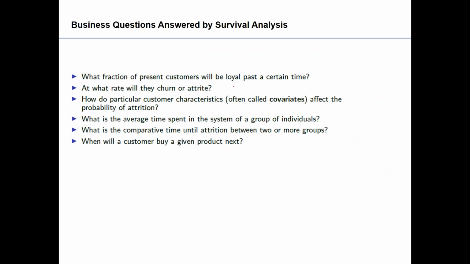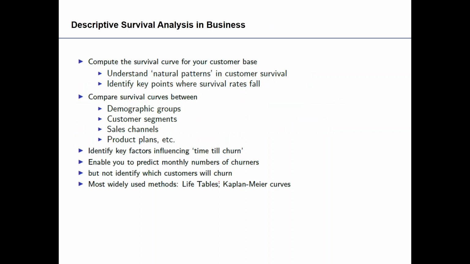Now these are various questions that can be answered by survival analysis. What fraction of present customers will be loyal past a certain time? At what rate will the customer churn? Right, etc. When will a customer buy a given product next? Right? So all this is part of your survival analysis.